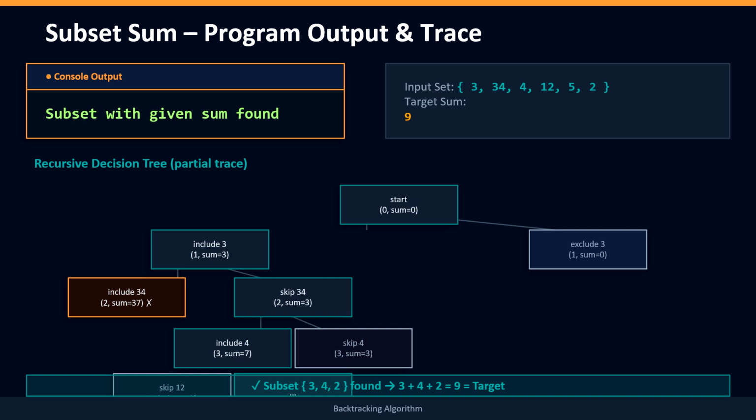Here, we can see the output and the recursive process. The algorithm explores different combinations. Finally, it finds a subset 3, 4, and 2, which gives the target sum 9.